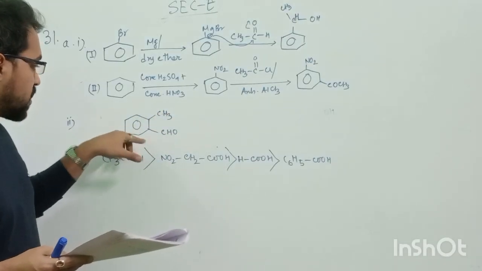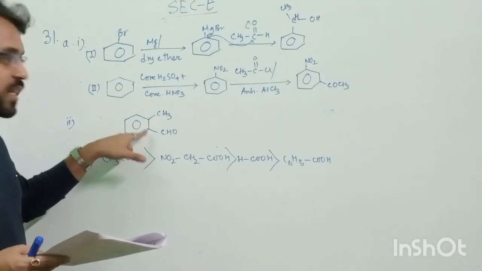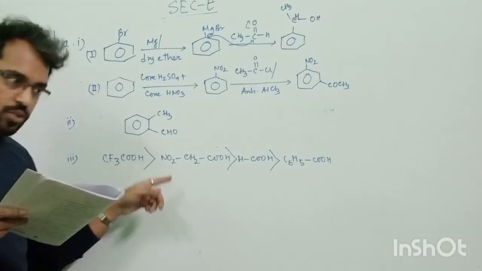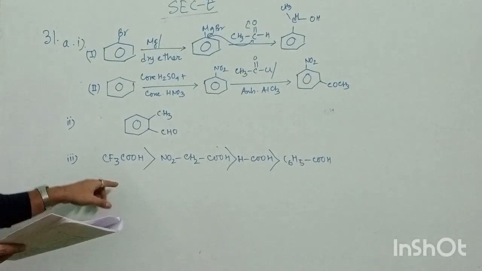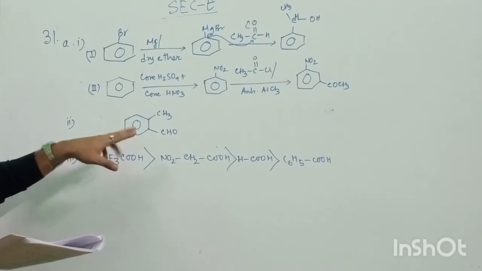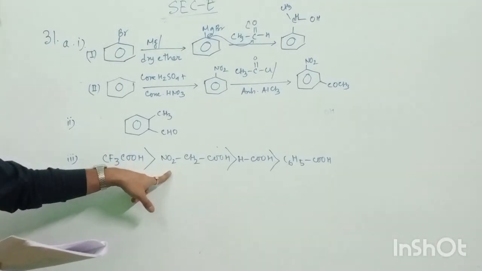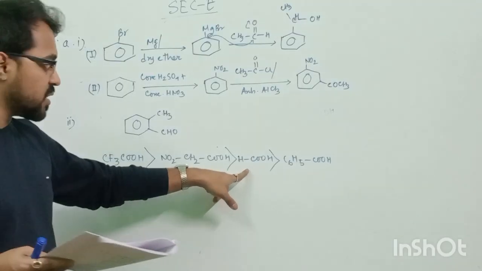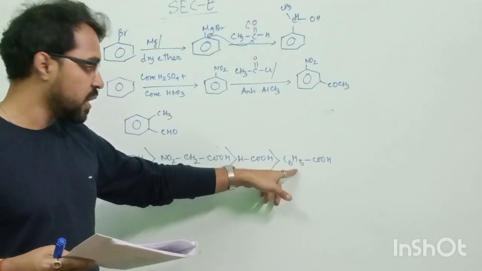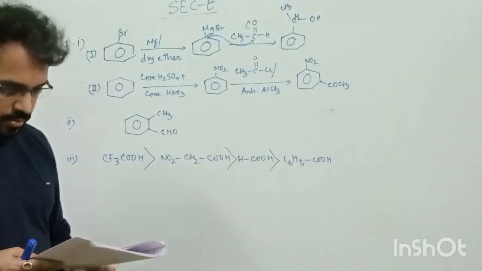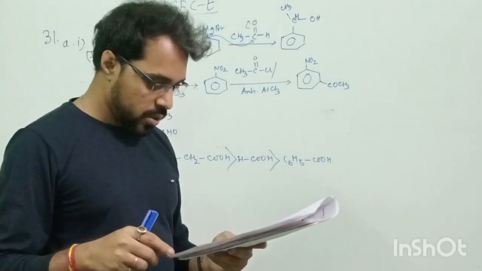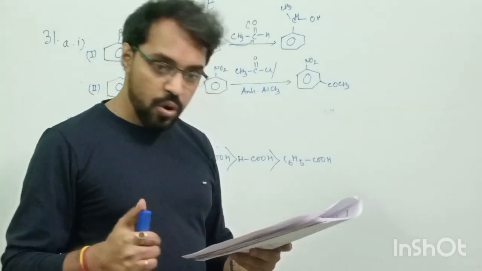So this one is 2-methyl-benzaldehyde. It also has the formula C8H8O. Next is the acidity order. Trifluoroacetic acid is the strongest acid because 3 fluorines are there. Next is nitro, then it is formic acid, then due to the electron withdrawing nature of the phenyl group, it will be less acidic.